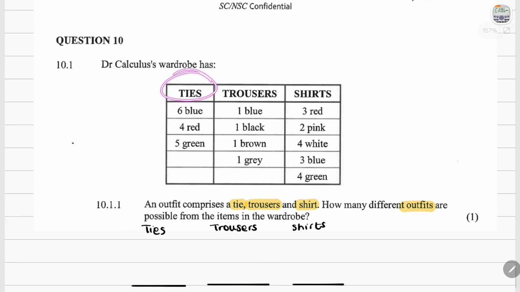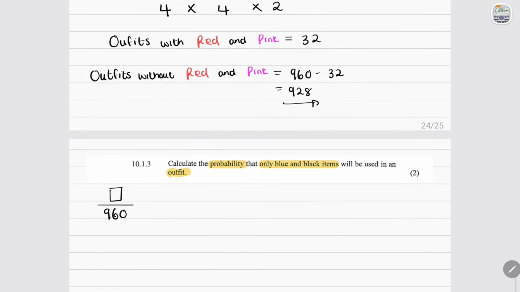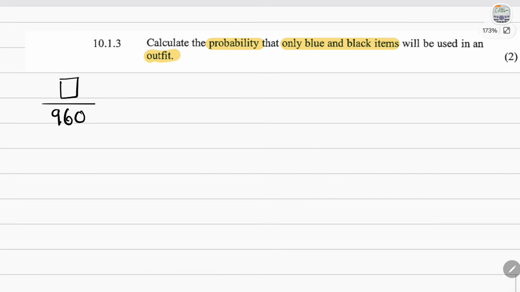So for ties, you see that here he has 6 blue ties. So these are 6 ties that he can use out of all the ties that he has. And then for the trousers, you see that he has 1 blue trouser and a black trouser. So we need to include both, meaning for the trousers, he has 2 trousers he can wear. And then for the shirts, blue, we don't have black. So just 3 blue, so 3 shirts that he can use there. So that is going to be 6, 2, and 3. So 6 times 2 times 3, and that will give us that numerator.